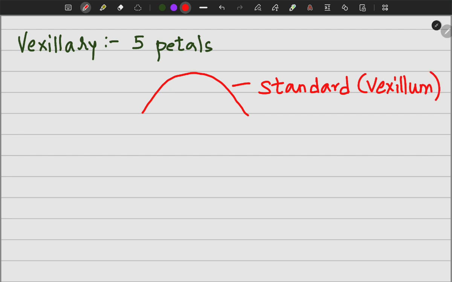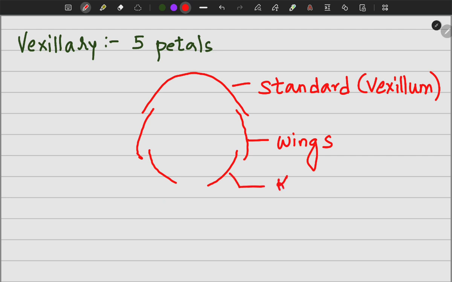Then below this large petal there are 2 lateral petals which are a bit smaller than the standard, and these are called wings. Now beneath these 2 wings there will be 2 petals. These will be the smallest petals and these are called keel. Alright, so this type of arrangement is called vexillary aestivation.